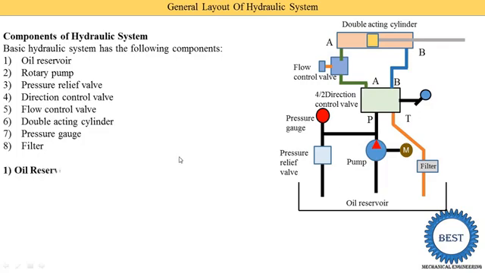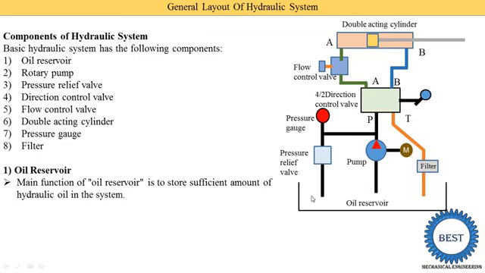Now we understand all the components in detail. The first component is the oil reservoir. Here in this image you see the oil reservoir is provided at the bottom. The main function of the oil reservoir is to store a sufficient amount of hydraulic oil in the system. It is generally used for the storage of oil. In a bike or car, we store the petrol or diesel in our car tank. Similarly, it is a storage place for the oil, because in hydraulic systems the liquid is used and generally we use oil as the liquid. In pneumatic systems we use air.